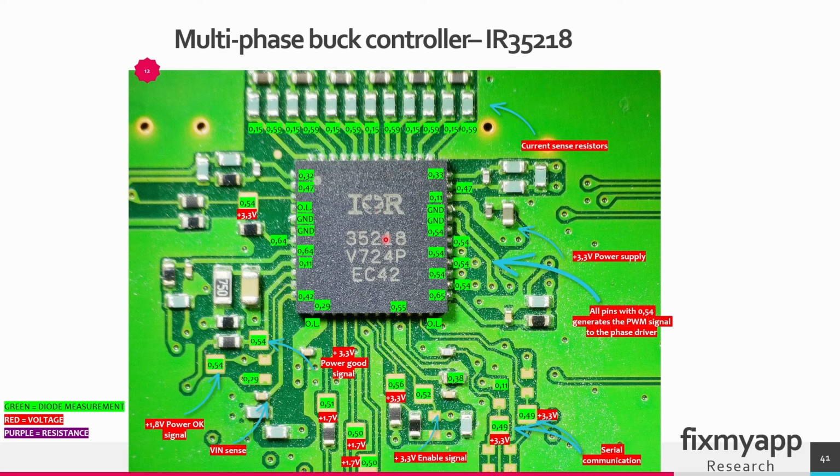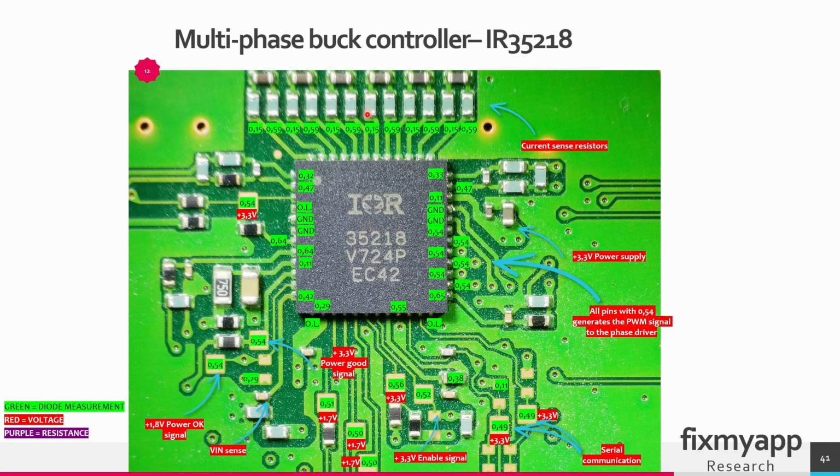This is the IR35218. There is no datasheet available. I did find an alternative datasheet. You can see that in the next slide. But for now, this is the buck controller. This buck controller will drive 5 power stages for the GPU, 2 power stages for the CPU and 1 power stage for the random access memory.